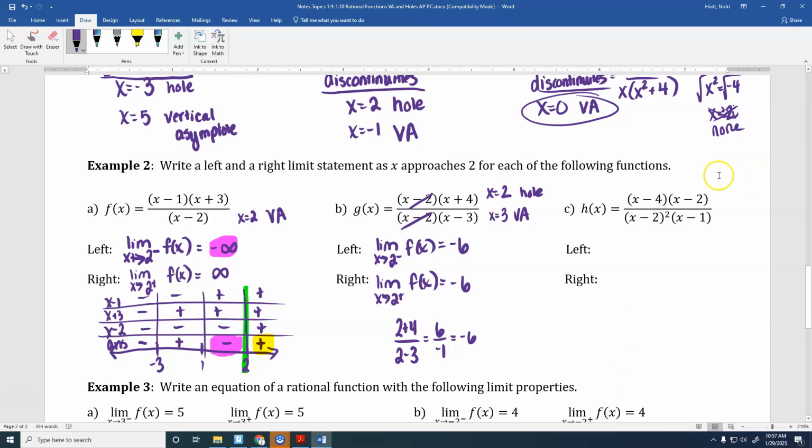Okay? For this last one, I've got x minus 4, x minus 2 over x minus 2 squared. So for this one, at x equals 2, do I have a hole or a vertical asymptote? Only one is going to cancel. So if you canceled it, this would cancel and you'd have one that was left in the bottom, right? So this is going to be a vertical asymptote for this one as well.